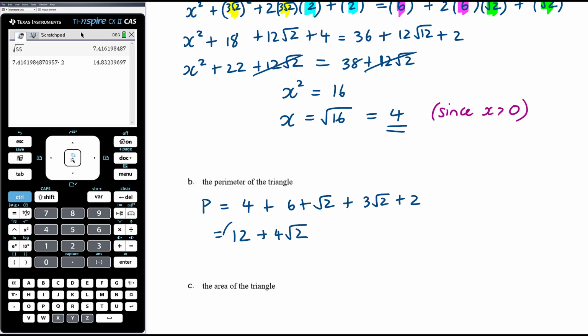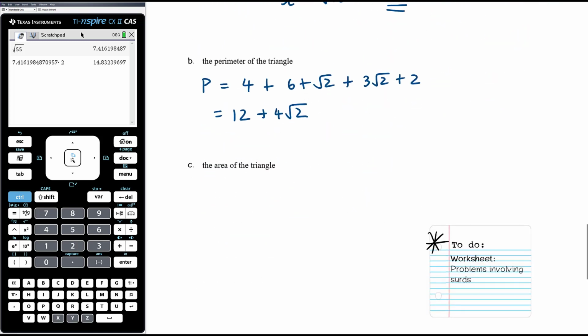But once you put the units on, you really should put the whole thing in brackets, because it's not just 12 plus 4 root 2 centimetres, the units apply to the whole thing. However, we haven't got units here, so I'm just going to list the perimeter as 12 plus 4 root 2. So it's in simplest form, so everything's good.